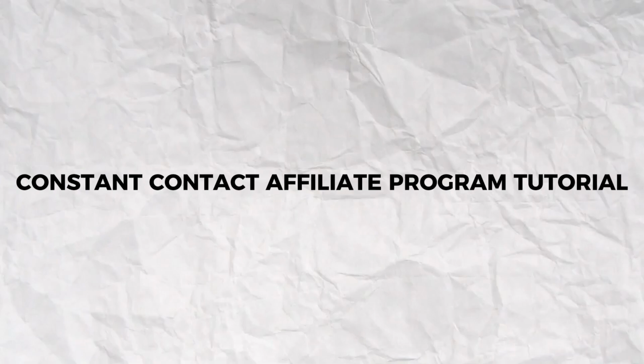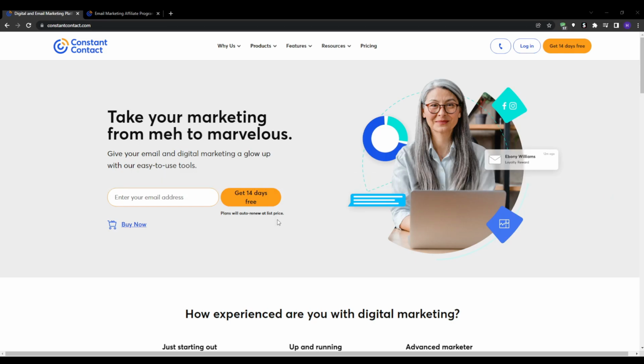This video will be a tutorial on the Constant Contact affiliate program. We're going to be talking about how you can make money from Constant Contact, as it is one of the most popular email marketing platforms out there. With over 600,000 customers, they dominate the small business email marketing space, and because their platform is so widely used, there is a huge money-making potential in their affiliate program.